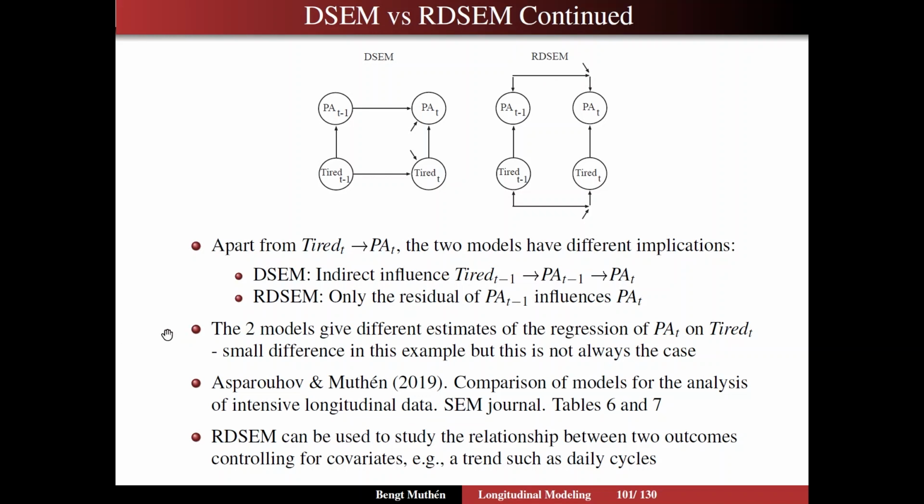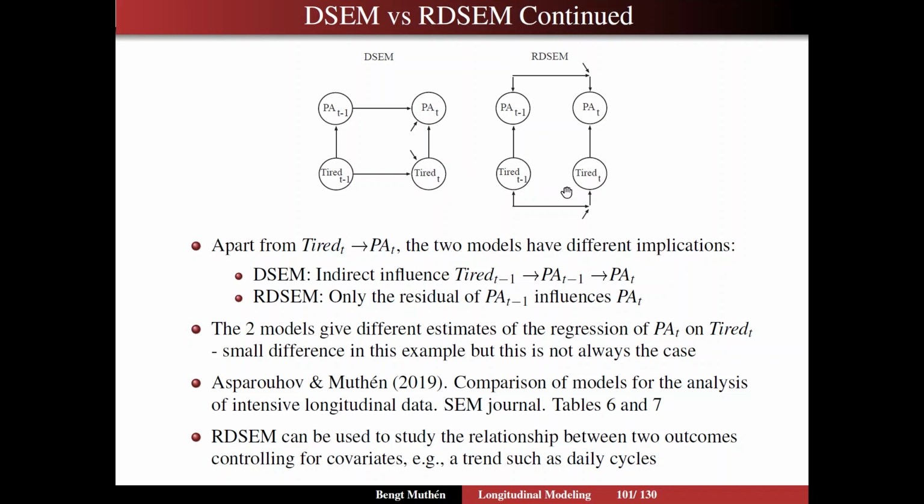And the two models do give different estimates of the regression of primary interest, namely the contemporaneous effect of tired on PA. There's a fairly small difference in this example, but that's not always the case. There's an interesting paper on this, comparison of models for the analysis of intensive longitudinal data in the RDSEM journal. And the text around tables 6 and 7 is particularly interesting because it raises the question of whether or not you need to model the covariate here.